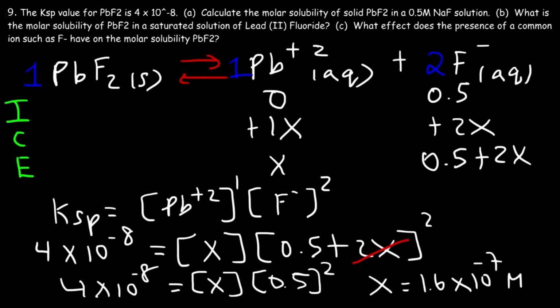Now x represents the concentration of the Pb2+ ion that's dissolved in a solution. And notice that the Pb2+ ion is in a 1:1 ratio with lead fluoride. So the amount of lead fluoride that's dissolved in a solution is equal to x in this example. So x represents the molar solubility. So that's the molar solubility of lead fluoride in a solution of sodium fluoride. So that's the answer to part A.